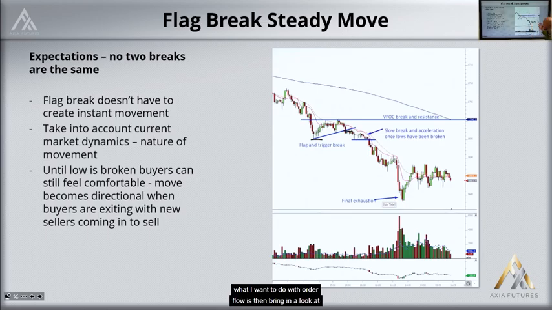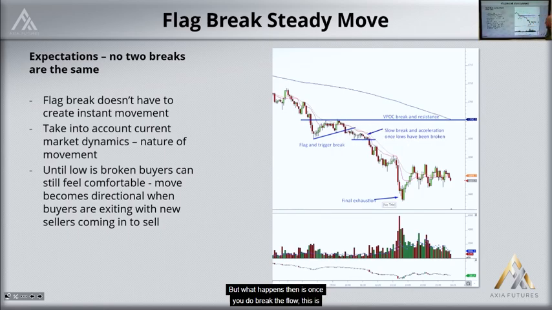Because what I want to do with order flow is then bring in and look at the kind of order flow on different examples like this. So you can see what the feeling is as you're in that trade, how it's going to actually play out for you, what you're going to be seeing as the move happens. That's crucial. Living in that moment, living this period of frustration ultimately as the move doesn't actually happen.